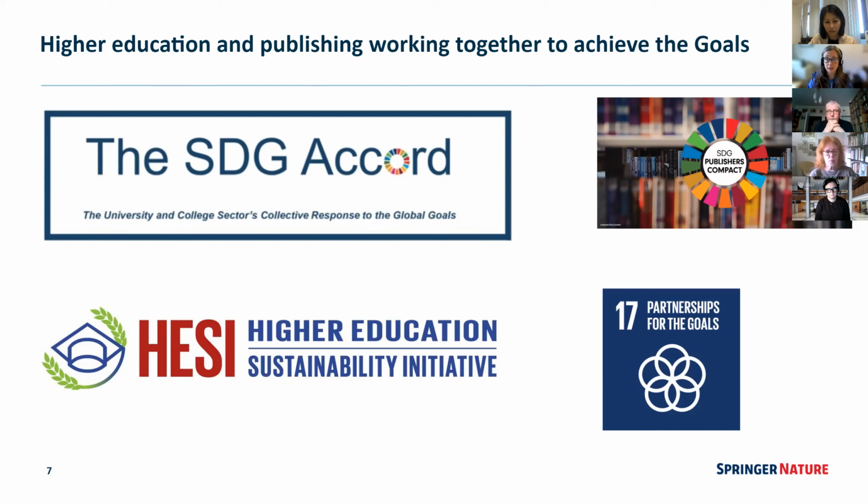Target 17.6 within SDG 17 says, and I'm going to read this now, enhance north-south, south-south, and triangular regional and international cooperation on and access to science, technology, and innovation, and enhance knowledge sharing on mutually agreed terms, including through improved coordination among existing mechanisms, in particular at the United Nations level, and through a global technology facilitation mechanism. And in general, I think it is through partnerships that we can all achieve more than we could alone.